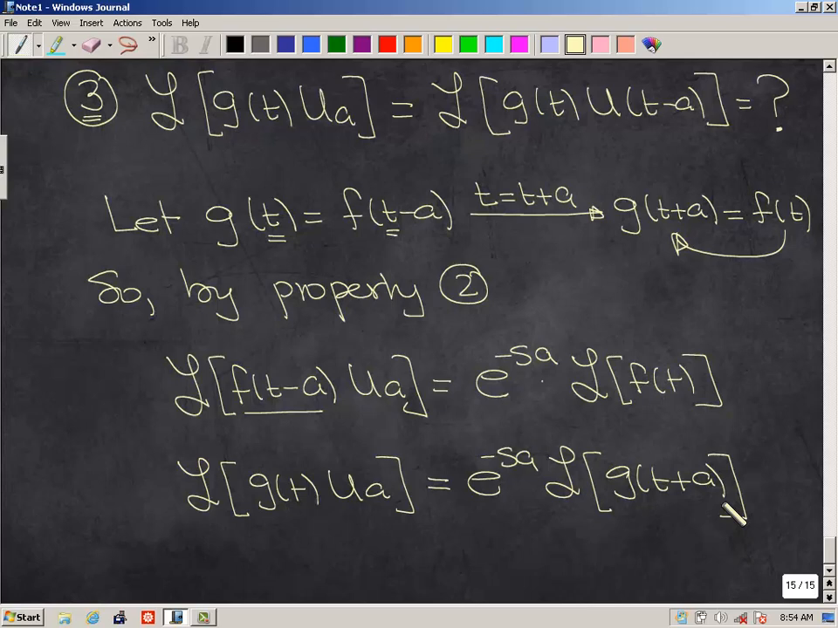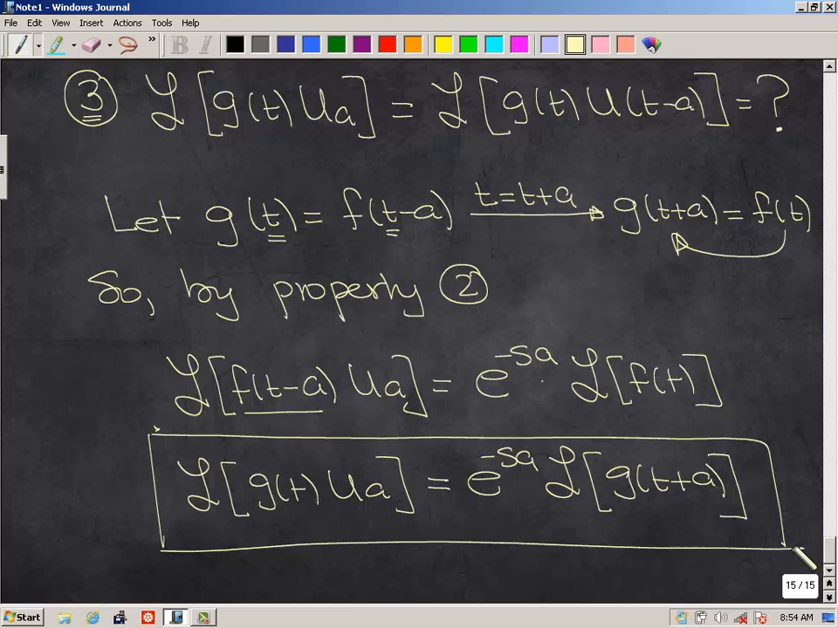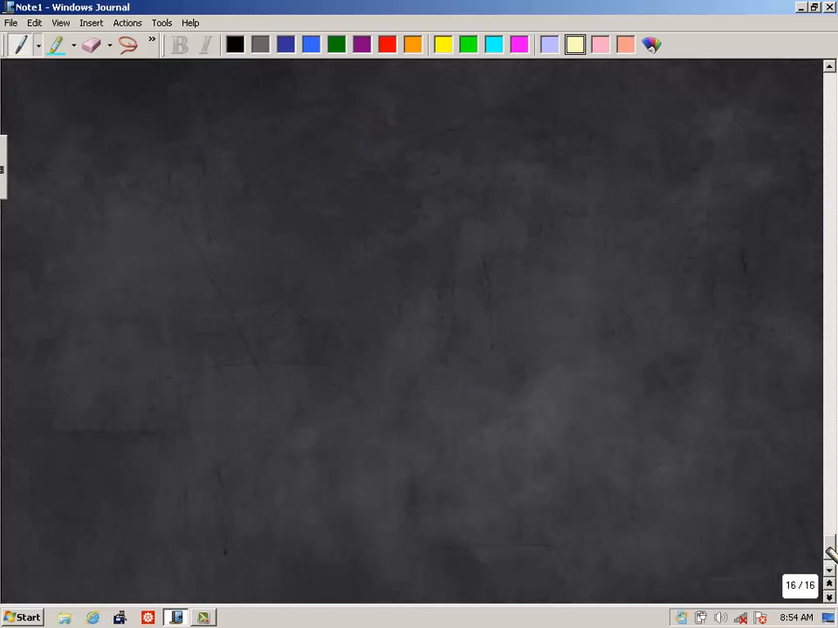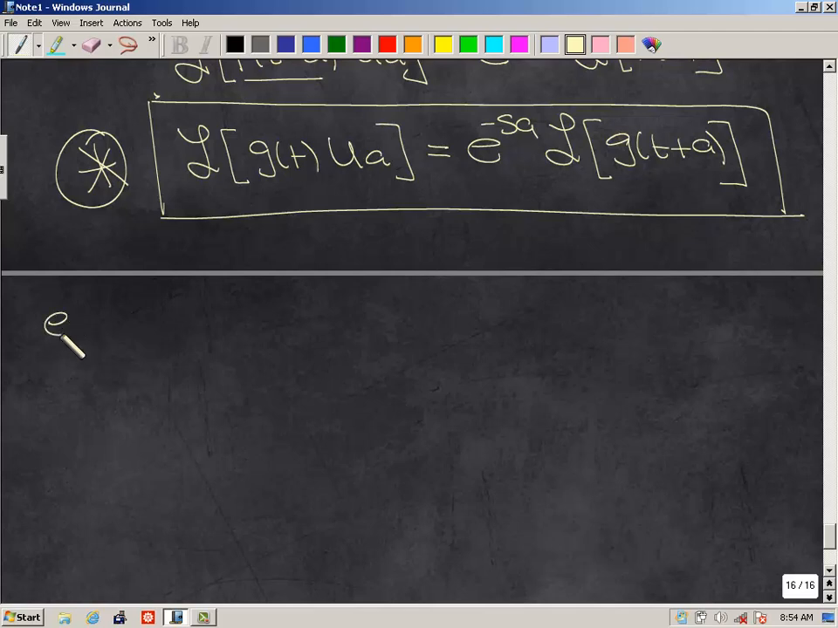Now this is extremely important to us, so please bear that in mind. This is what we are going to be dealing with, functions like this. This is one you should memorize when we want to do Laplace involving step functions. So let's take a look at some examples of this last property.